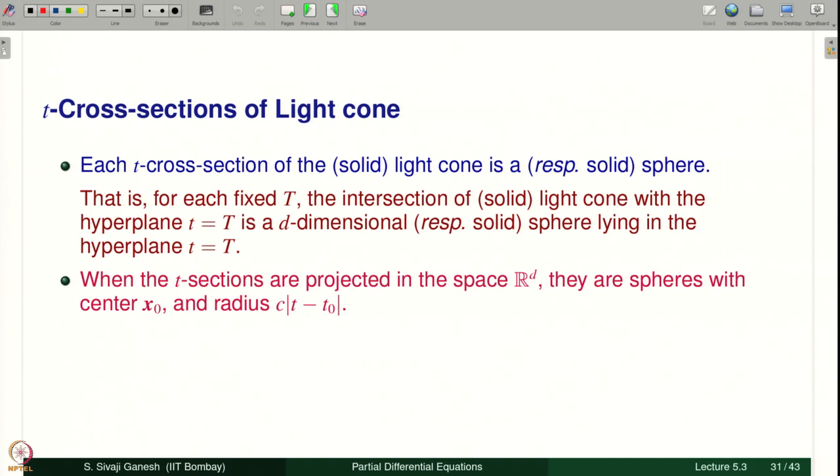When the t sections are projected into the space R^d, they are the spheres with center x0 and radius c times mod t minus t0. Clearly, as t goes to infinity, the spheres are expanding.